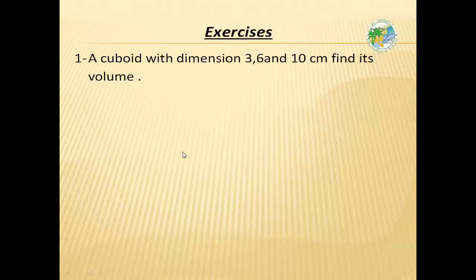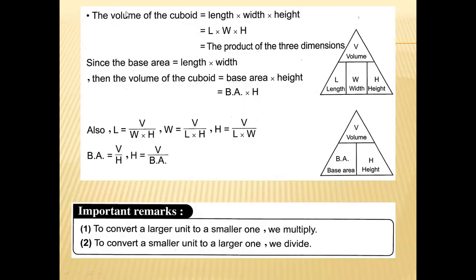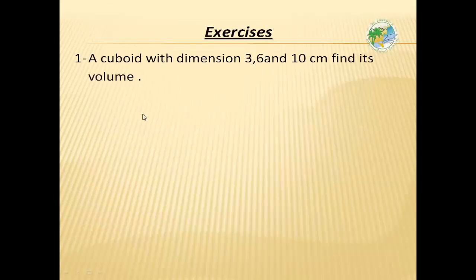Now, exercise. A cuboid with dimensions 3, 6, and 10 centimeters. Find its volume. Remember the rule of volume of cuboid together. Volume equals length times width times height. We have 3 dimensions, length, width, and height. Then we calculate the volume of the cuboid by multiplying length times width times height. 3 times 6 times 10 equals 360.